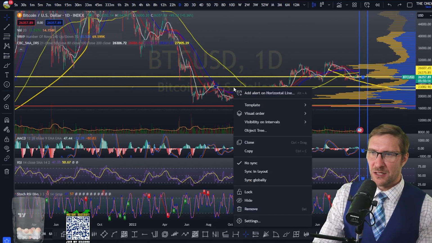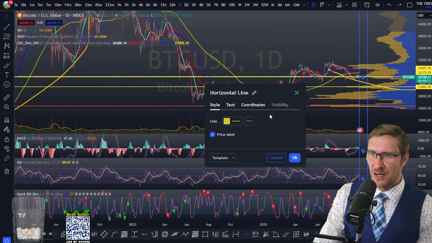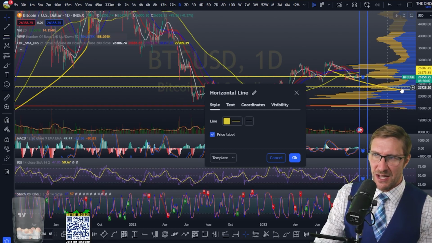And then you can right-click these, go to the settings bar, and just make sure it has price label. When you do that, you're going to get a yellow bar here to show you exactly what price that label's on. I think that's a good thing to do. I definitely think you want to have that clicked.